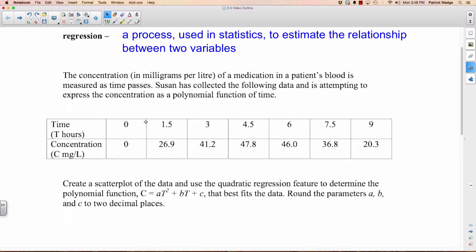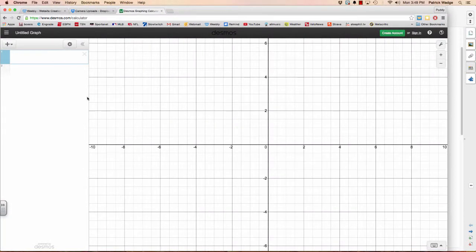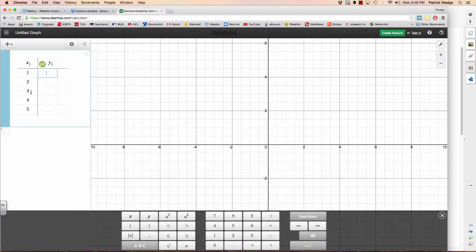So what we're going to do is create a scatter plot of this, and then we're going to do regression, and Desmos makes this very easy. So the first thing we do is we go to desmos.com, and we're going to enter in a table. So we hit table here. And in the X column, I'm going to put the time values. If you look at your sheet, the time values are 0, 1.5, 3, 4.5, 6, 7.5, and 9.